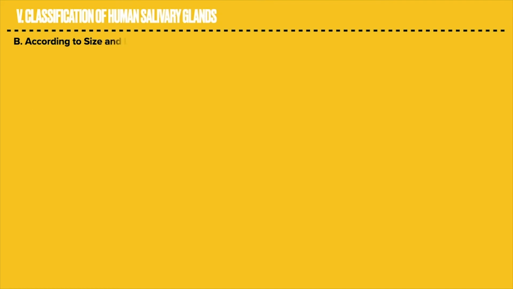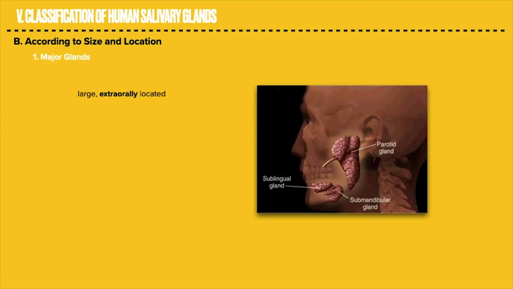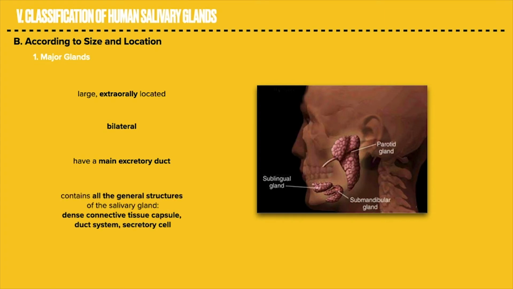Second, classification of human salivary glands is according to size and location. And then under it, we have major glands and minor glands. Major glands are large and can be found outside the oral cavity. They can also be found on both left and right side of the face. They also have a main excretory duct that is so long it is able to reach the oral cavity. And they contain the general structures of the salivary gland, namely dense connective tissue capsule, duct system, and secretory cells.